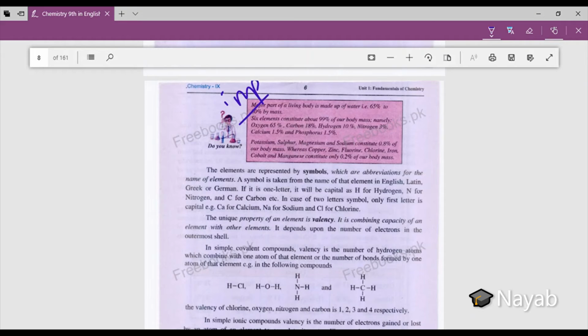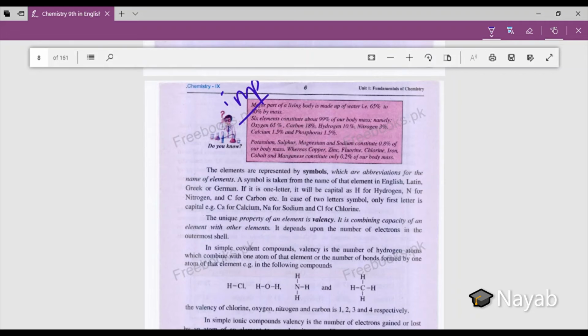Major part of a living body is made up of water, as we already know, that is 65 to 80% by mass. Six elements constitute about 99% of our body mass. So we discuss the distribution of elements in our body. Six basic elements cover the 99% of our body mass.